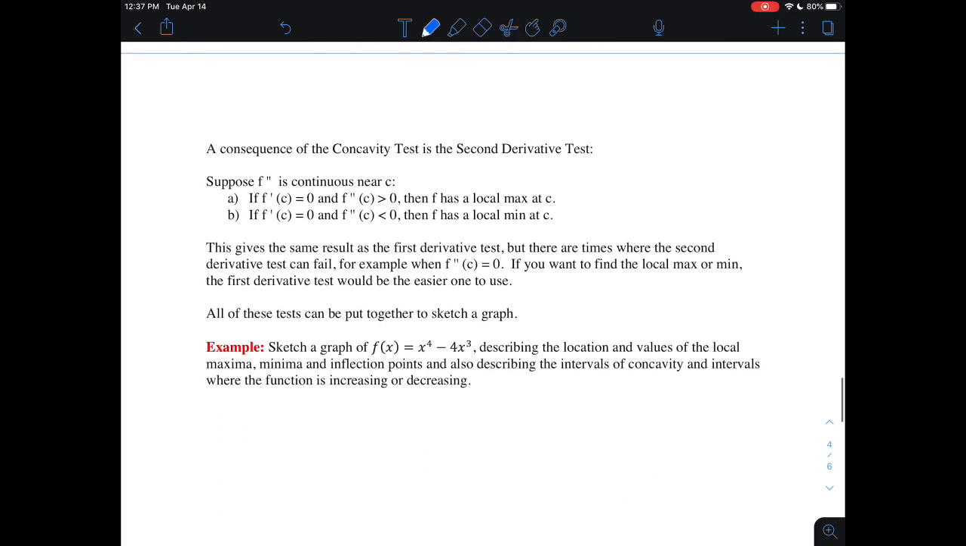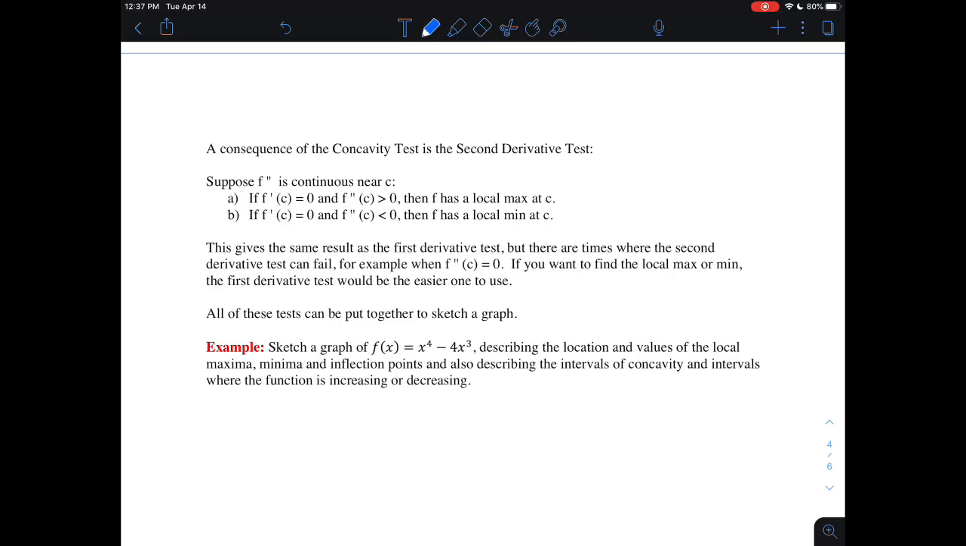And then finally, a consequence of the concavity test, and this is called the second derivative test. Suppose the second derivative, f double prime, is continuous near c. If the first derivative, f prime of c, is equal to 0, and the second derivative is greater than 0 at c, then f has a local max at c. Part B, if the first derivative, f prime of c, is equal to 0, and if the second derivative at c is less than 0, then f has a local minimum at c.